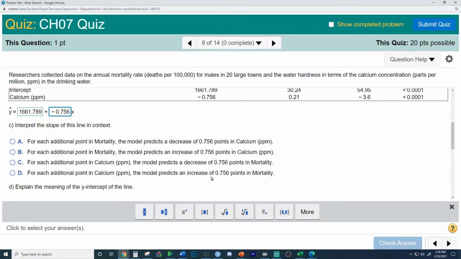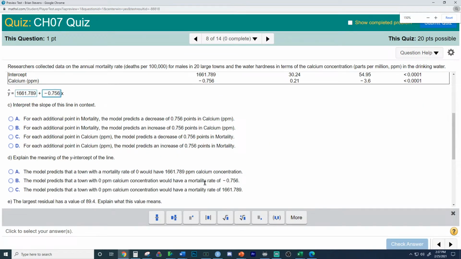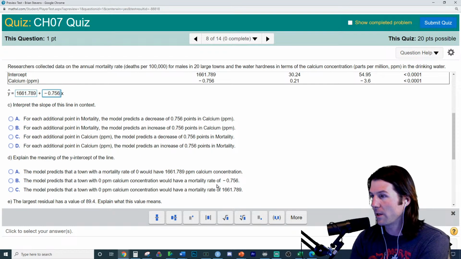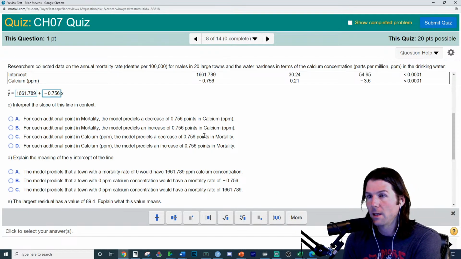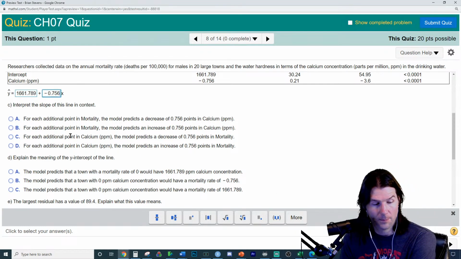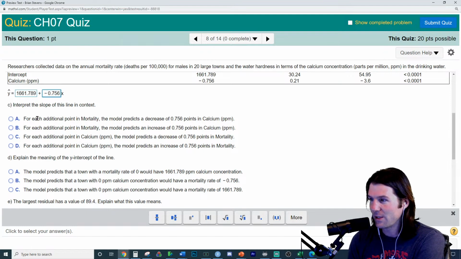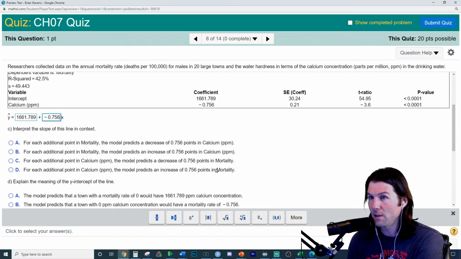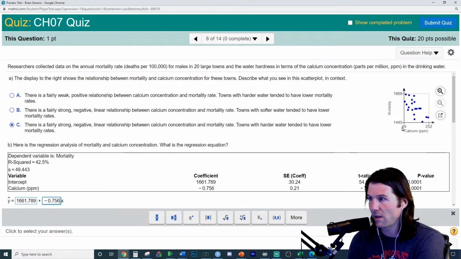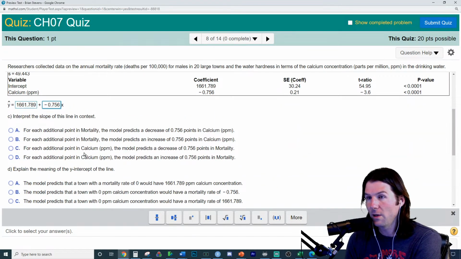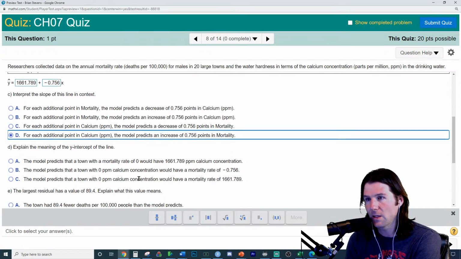Interpret the intercept in context. So the intercept is when x is equal to 0, we expect y to equal b0. Oh, the slope. The slope is for each 1 unit increase in X, we expect Y to increase by B1. So X right here is calcium. You can see it on the X-axis. So for each 1 unit increase in calcium, the model predicts an increase by this much in the mortality rate.